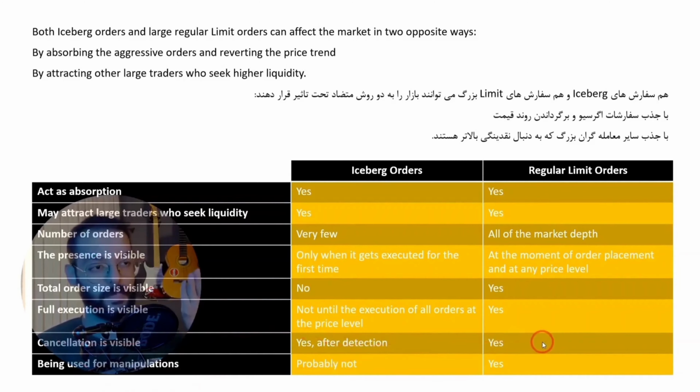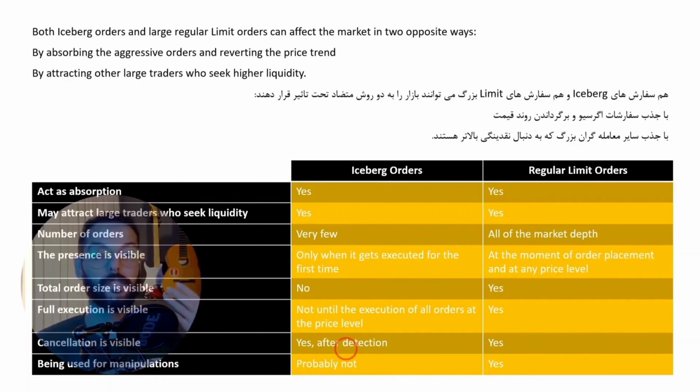Regarding cancellation, for a limit order, when it's placed and then removed, we see it. But for an iceberg order, it's yes after detection. As I mentioned, first of all, the display size of the iceberg must occur once to be identified. Then, after it's identified, if that display size identified by our indicator is then removed, it knows, and that's why it displays the letter C for you. We talked about this in the previous session: our indicator shows cancellation with the letter C.